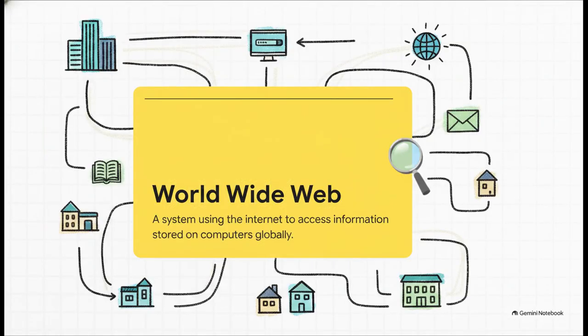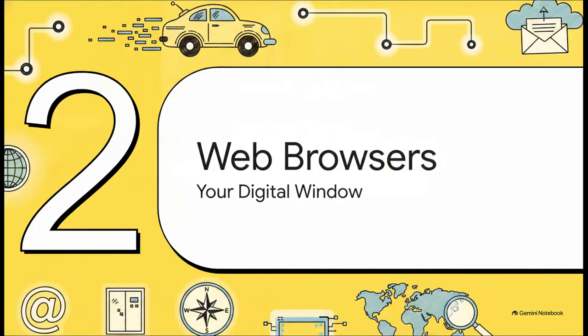Now, if the internet is the physical road network, the World Wide Web represents the actual cities, buildings, and specific resources you're traveling to. It's the system that utilizes that internet infrastructure so you can actually access information stored on computers globally. Which brings us to part 2, web browsers, your digital window.